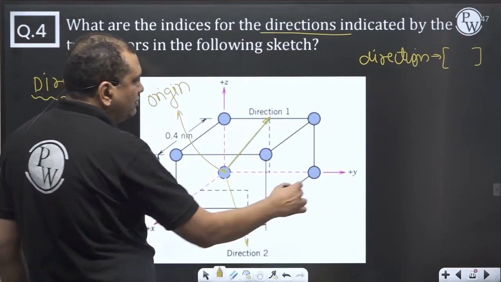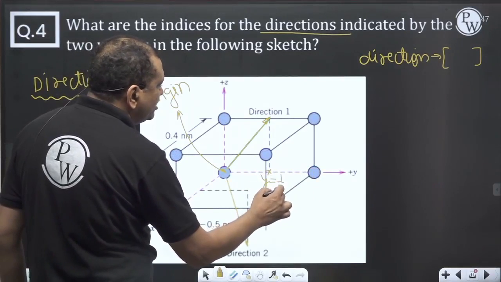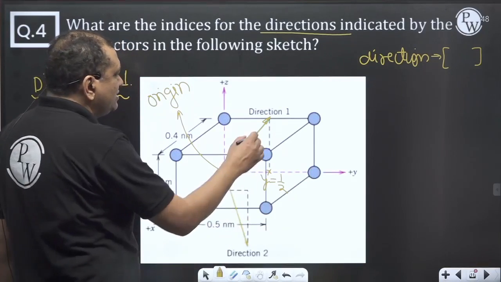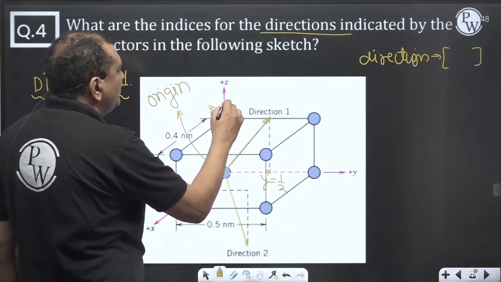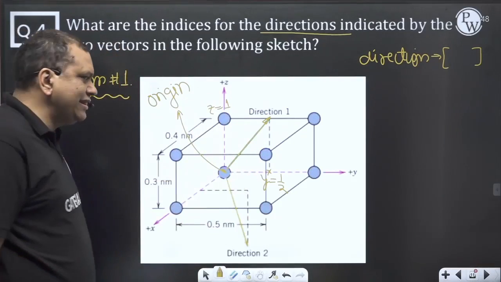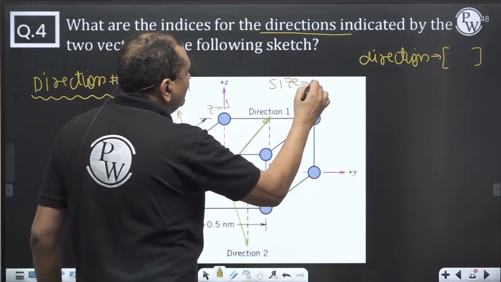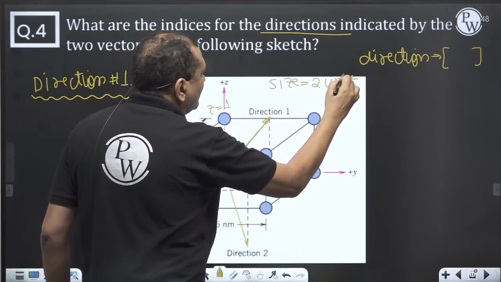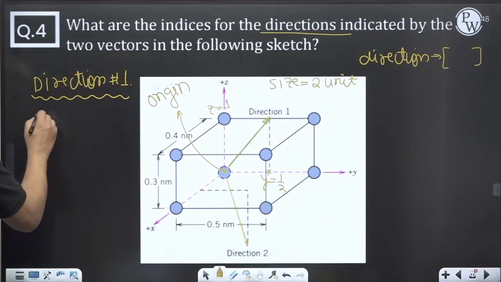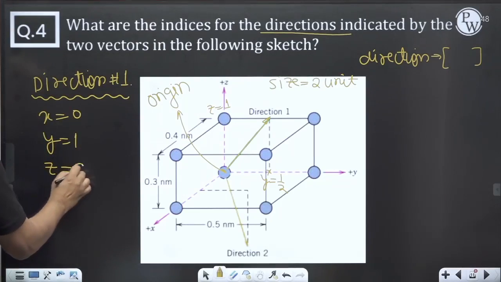Now, along the y-axis, it is moving only half. Along the z-axis, it is moving completely. So now, we don't keep anything in fractions. Let us say the size of the unit cell is 2 units. So x is equal to 0, y is equal to 1, z is equal to 2.